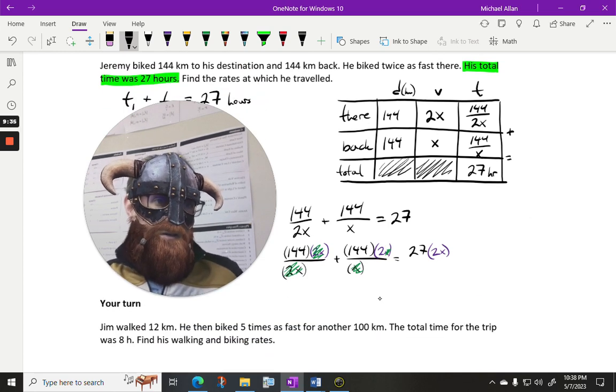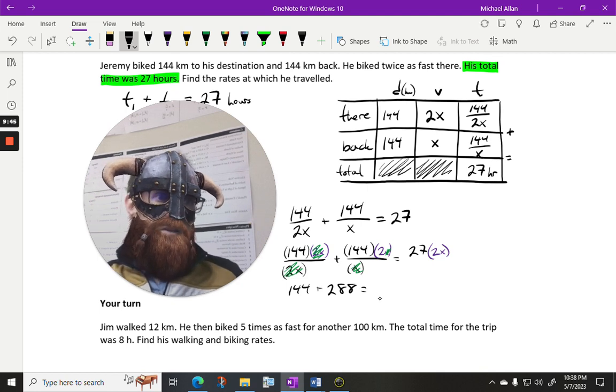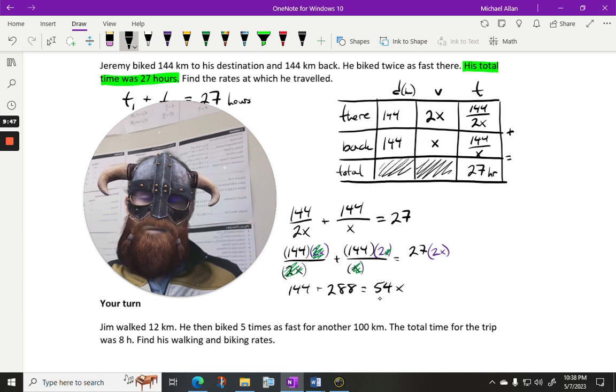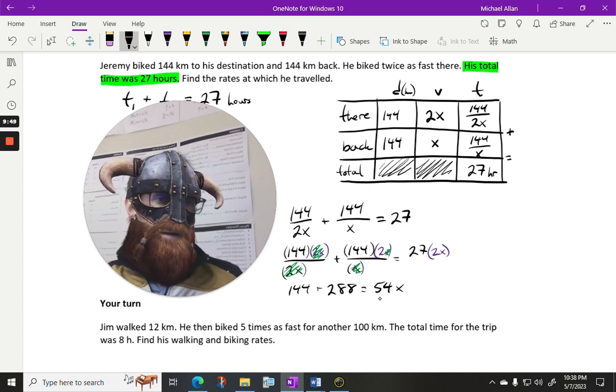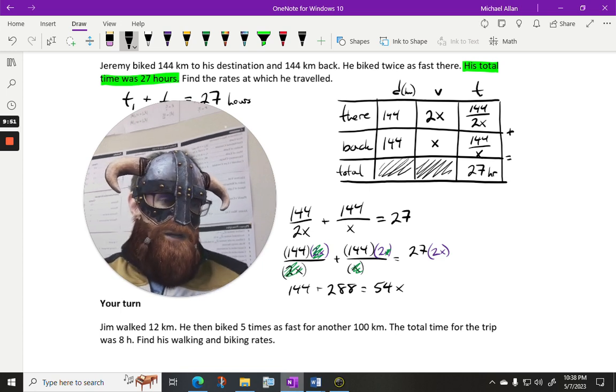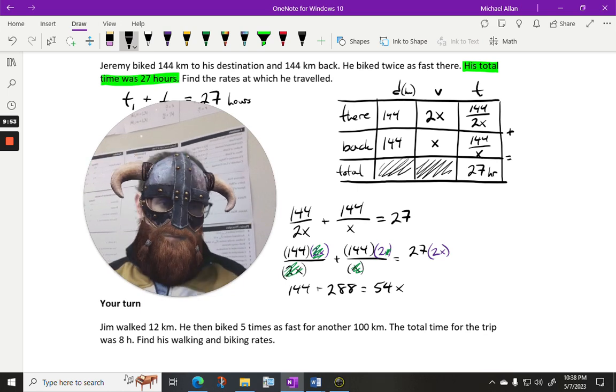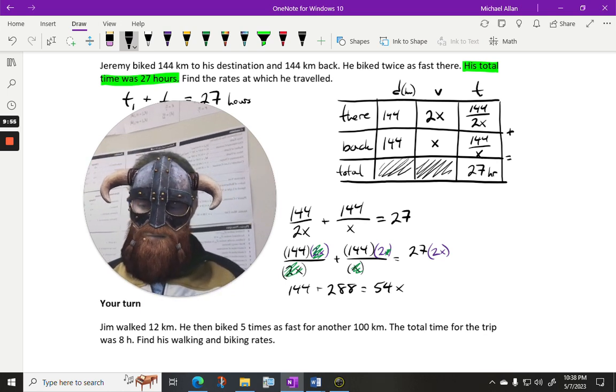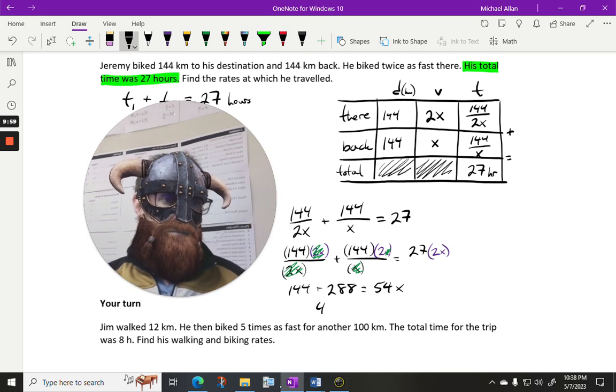So what do we have here? So we got 144 plus 288 is equal to 54x. I guess I could pull my calculator out there. All right, so we'll just keep on solving for x here. I'll group my like terms on the left side there. So I got 144 plus the 288. So we got 432.